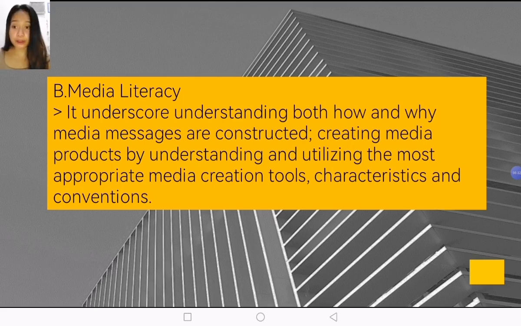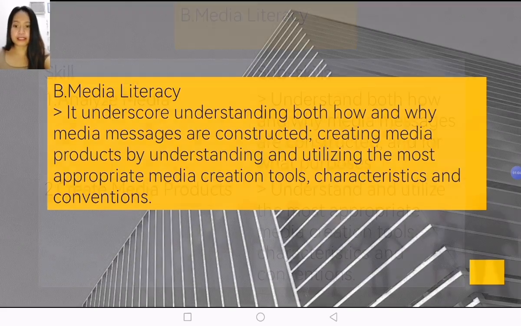So, first of all, what is media literacy? It underscores understanding both how and why media messages are constructed, and creating media products by understanding and utilizing the most appropriate media creation tools, characteristics, and conventions. So, media literacy does not just focus on how we are going to use a certain technology, the multimedia nor the social media, but also on creating such products of literacy.